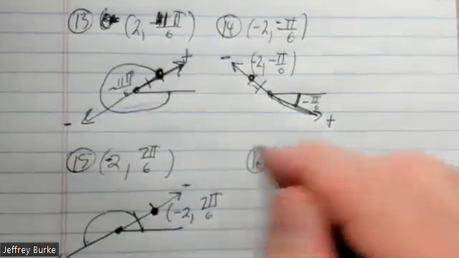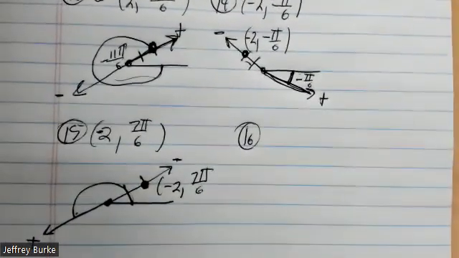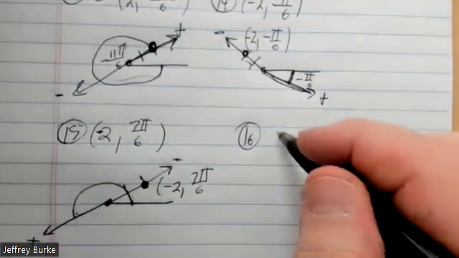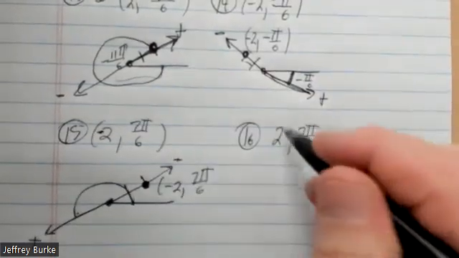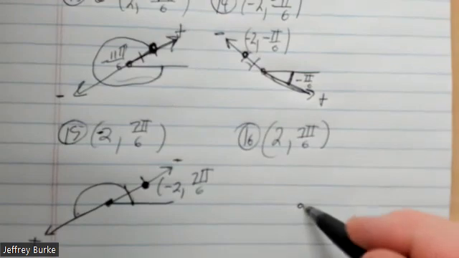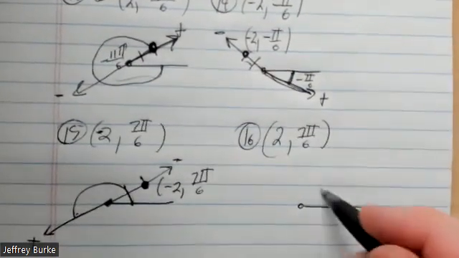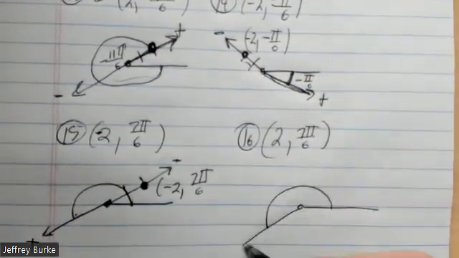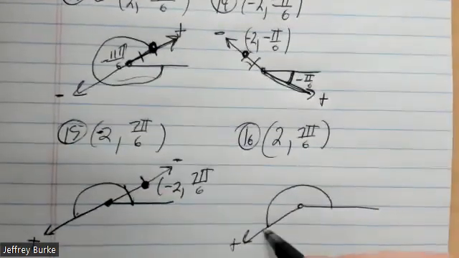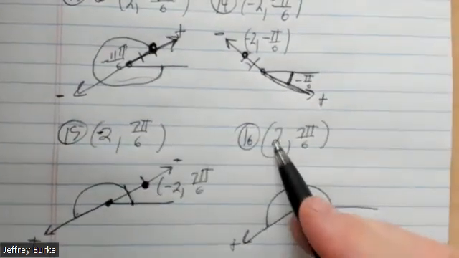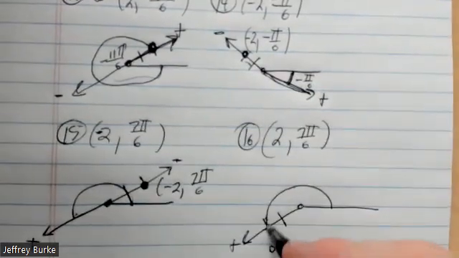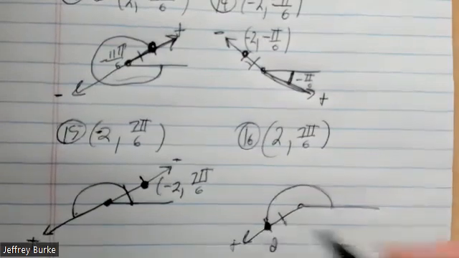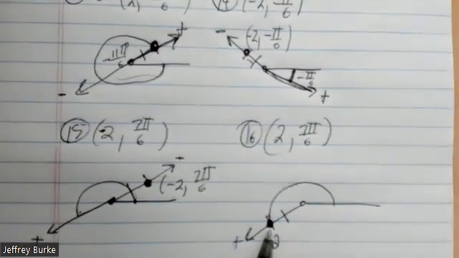Let's go with number 16. This is going to be (2, 7 pi/6). So I'm going to draw the angle 7 pi/6. This is my positive part of the line. And because this 2 is positive, I'm going to stay on this line. 1, 2. And that's going to be my coordinate (2, 7 pi/6). Okay.